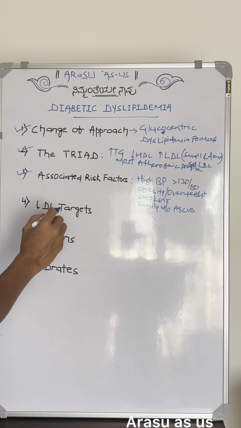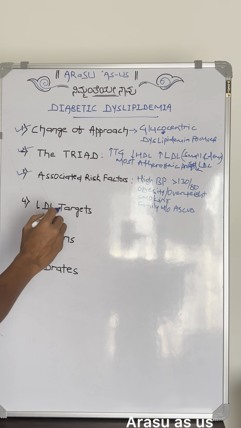So we'll begin now. First is the change of approach. Previously we used to consider a glucocentric approach, which is being changed to a more dyslipidemia focused approach. So along with the normal glucose targets in diabetes, we have to consider evaluation and treatment of dyslipidemia. So this is the change.